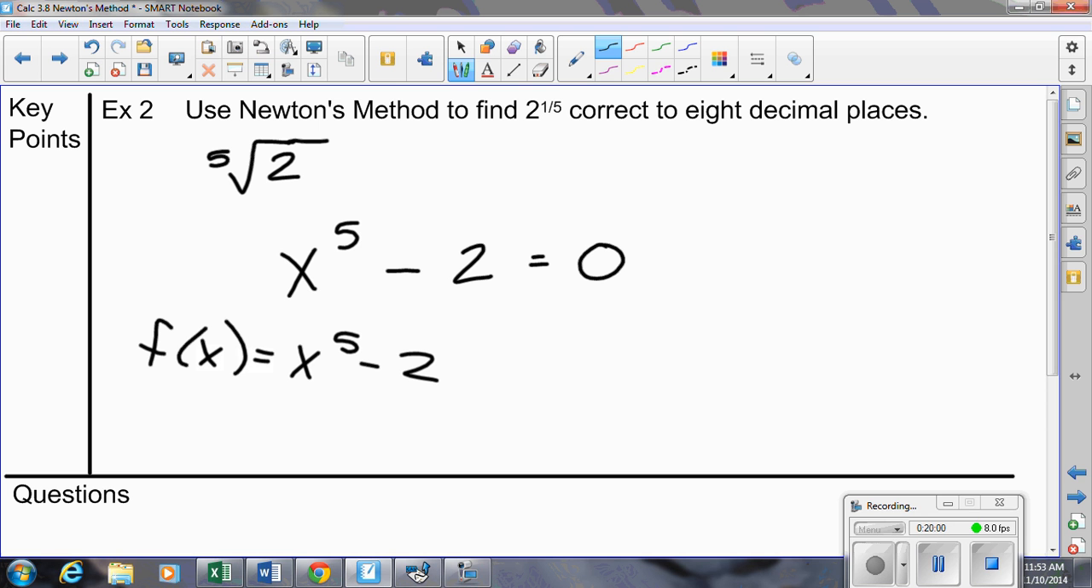Pick a number that you think is somewhat close to the fifth root of 2. Well, you can pick whatever you want. You don't know what it is, so I'm going to pick, how about 1? I know 1 to the 5th is going to be 1, and I know 2 to the 5th is 32, so it's got to be somewhere between 1 and 2. I'm picking 1 for my answer, although picking 1.1 would probably be fine.